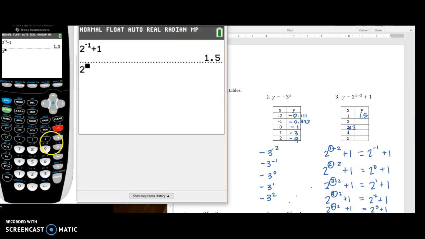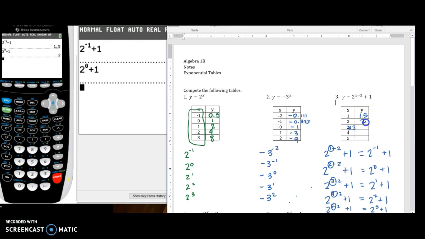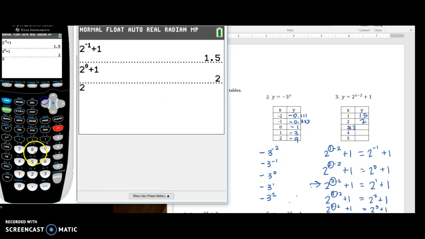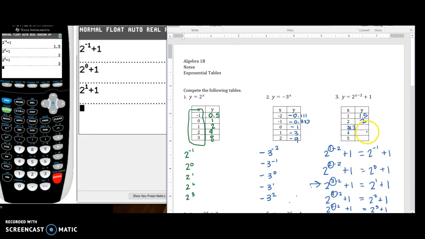Now we have 2 to the 0 plus 1. Whoops, see, I messed mine up. If you have a calculator like mine, you have to use the over arrow key to get out of the power spot. That's 2. Now I'm plugging this one in. So 2 to the 1 plus, whoop, I did it again, plus 1, which is 3.